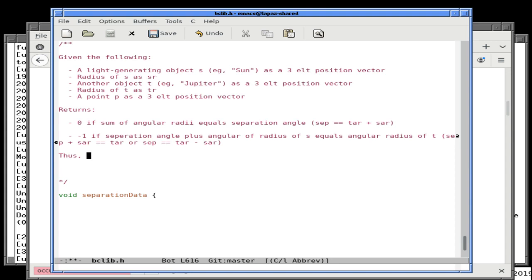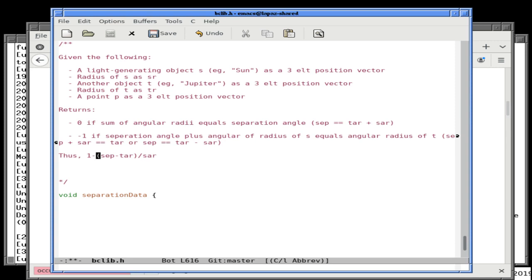We need to figure out how to convert the sep, tar and sar into the sort of numbers between 0 and minus 1 that we want. It'll be bigger than 0 if they're not touching, and it'll be smaller than minus 1 during the eclipse. That's the fact we're going to use that's important to us. So what we need to do here is, and I want to say it's sep minus tar over sar, but that might be too easy. So this will be tar minus, it's going to be 1 minus this, I think. 1 minus sep over, okay.